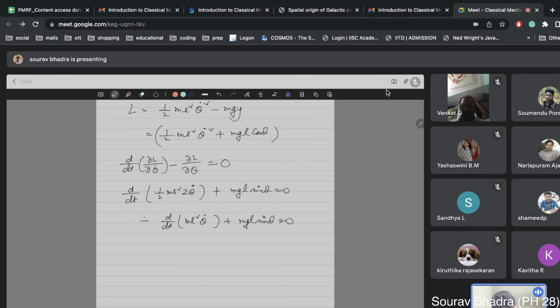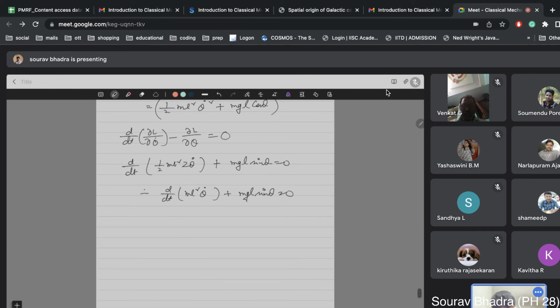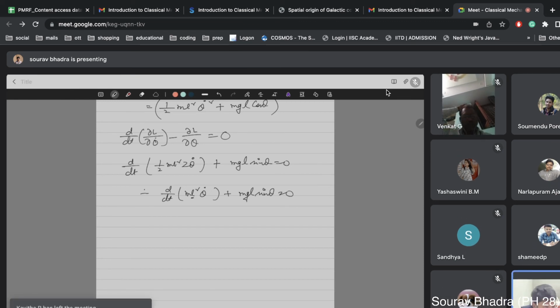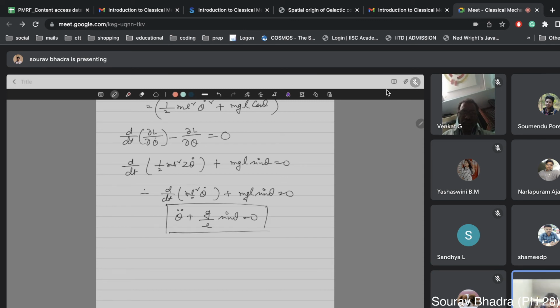is equal to 0. So you can remove the m also, and as L does not depend on t, this term will give you theta double dot plus g by L. I have taken the L square just below this mgL sin theta, and one L will be cancelled, sin theta equals 0, theta double dot plus g by L sin theta is equal to 0. This is the equation of the simple pendulum, which is coming from the Lagrangian equation.